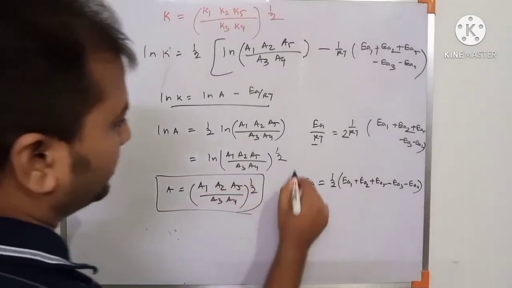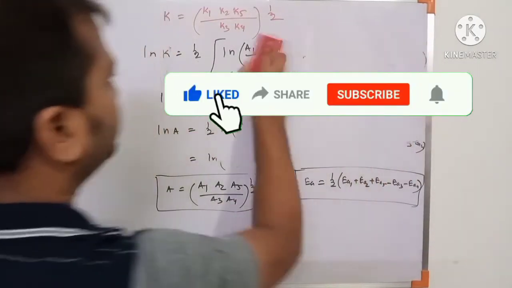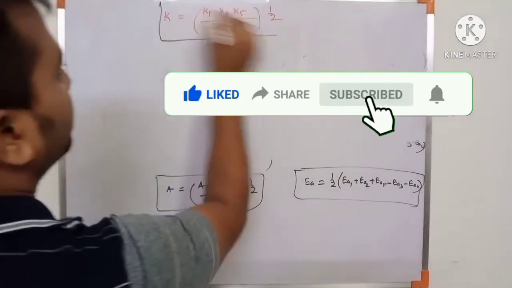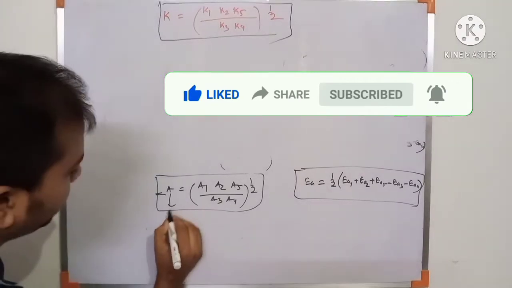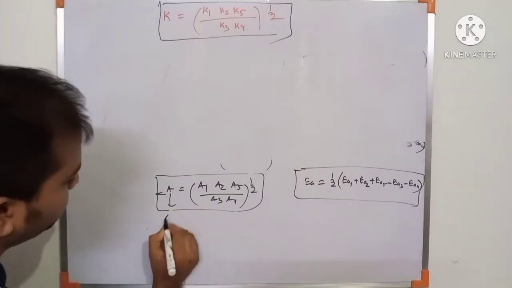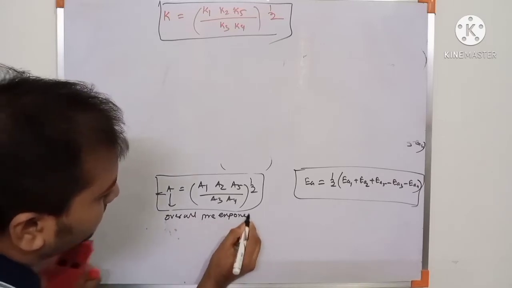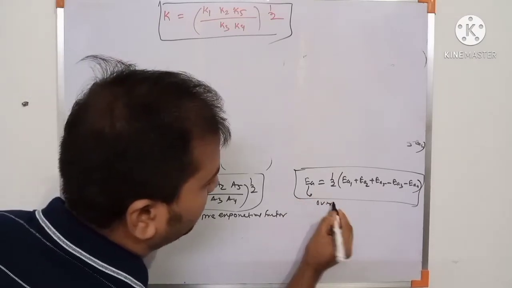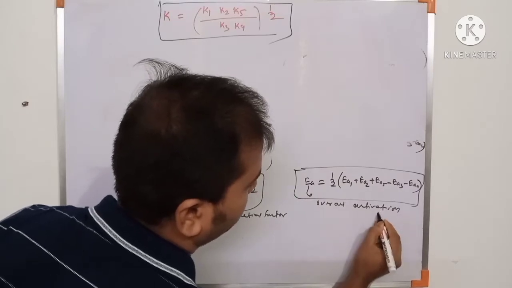And the derivation is not important. How to calculate this equation in a tricky way. Now this is the rate equation, and calculate A. This A is the pre-exponential factor, the overall pre-exponential factor, and this is the overall activation energy.